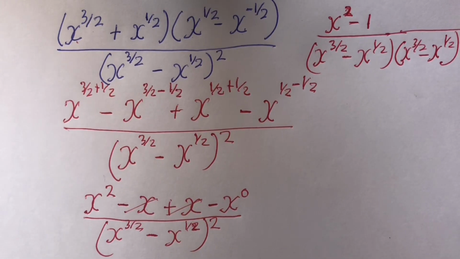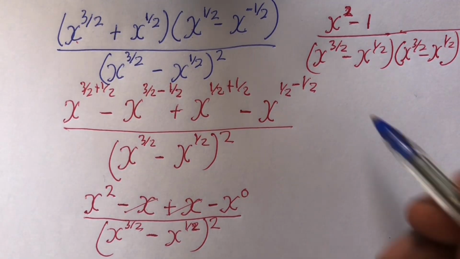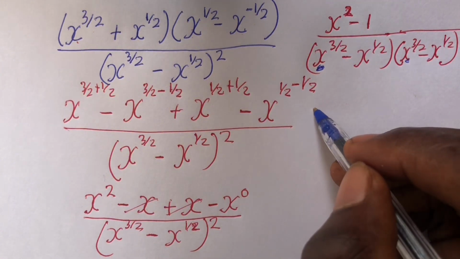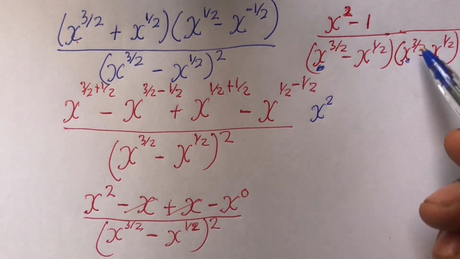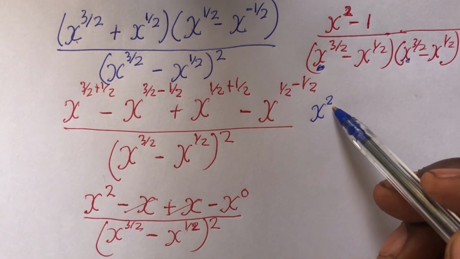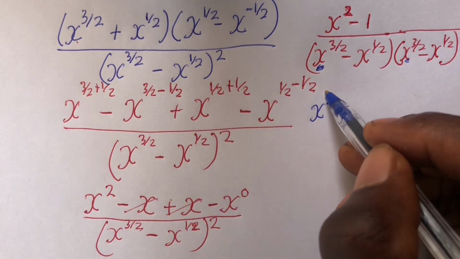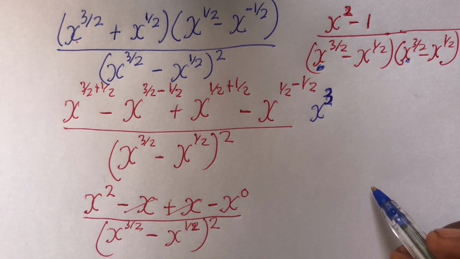Good. So let us expand the base. Here we multiply this one by this. That will give us x squared, because we add 3/2 to 3/2 to give us 6/2. And that will be power 3, right? Yeah, it will be power 3, not power 2. That will give us power 3.